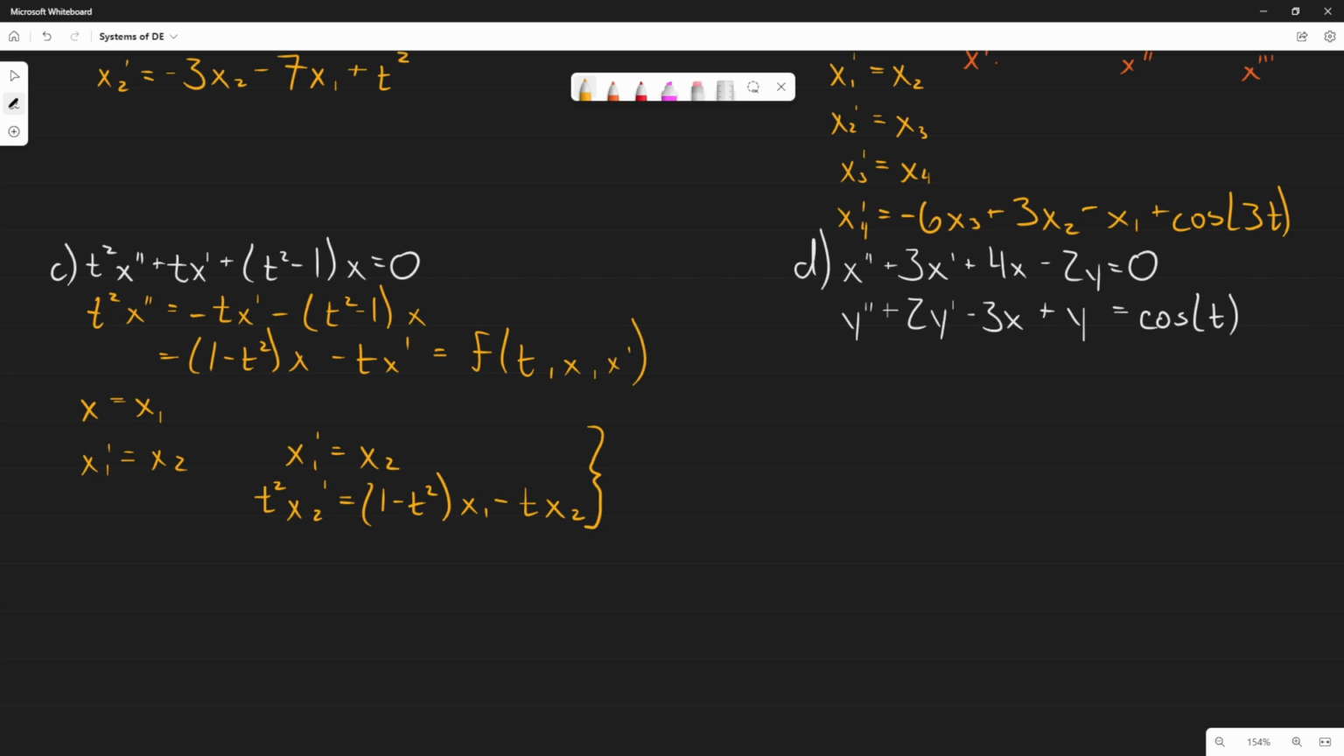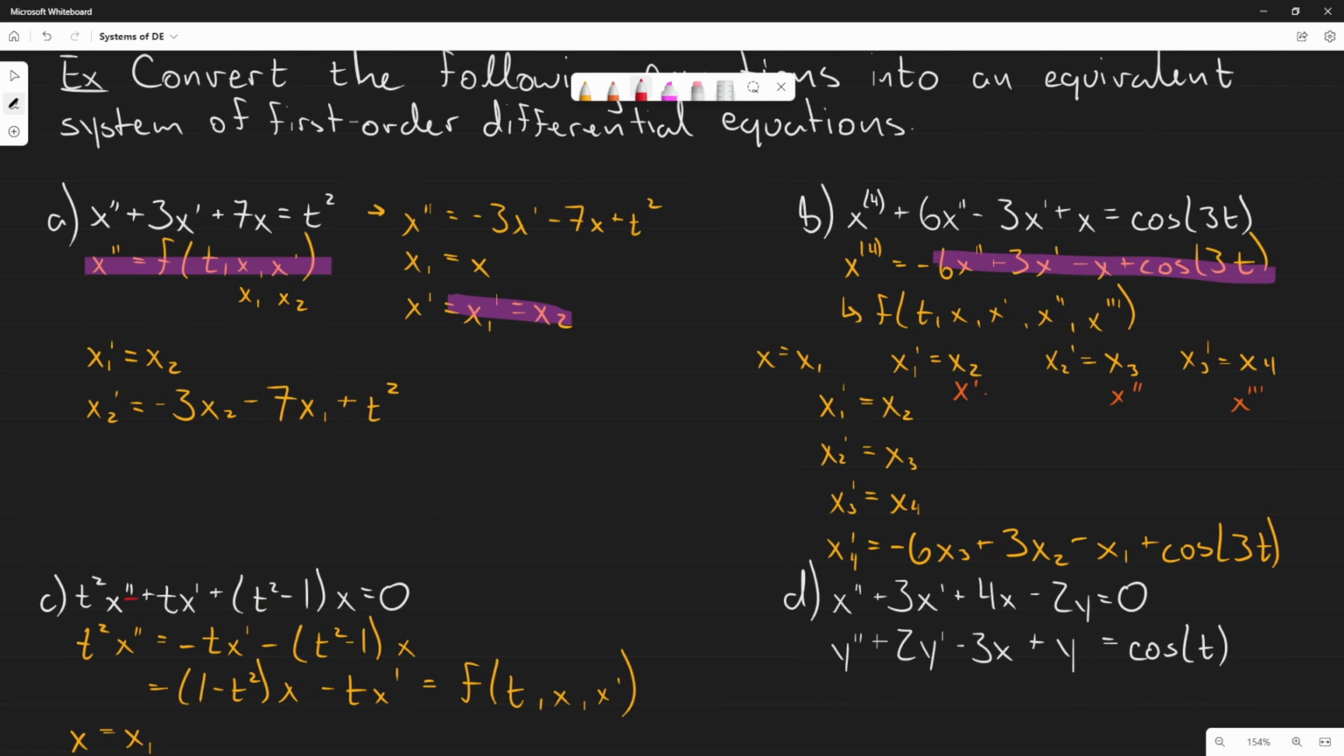So if you've noticed, the last equation will always be the same number as the nth order. Because here we had a second order, our last equation would be x2 prime. In the other previous example, we had a fourth order, so the last one would be x4 prime, and the same for the second one.